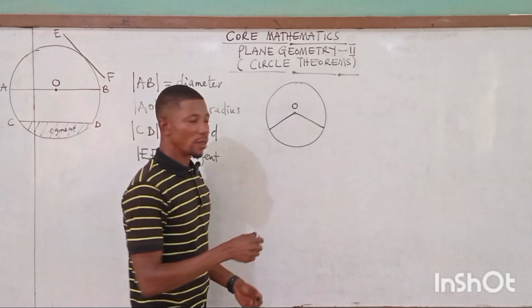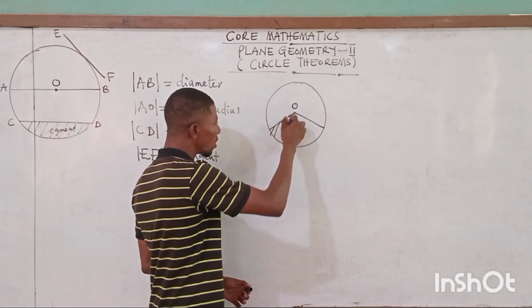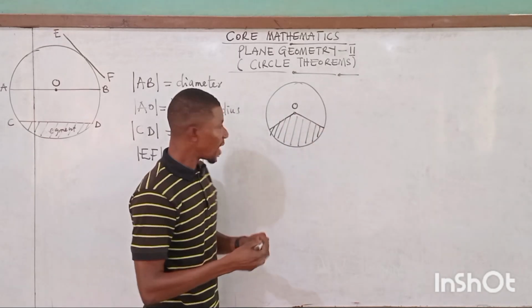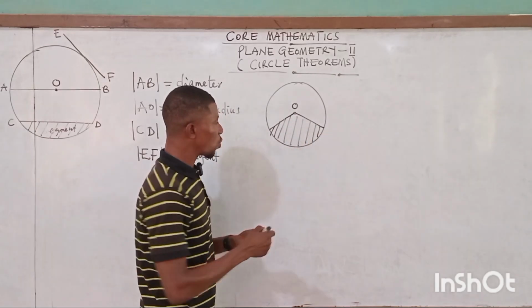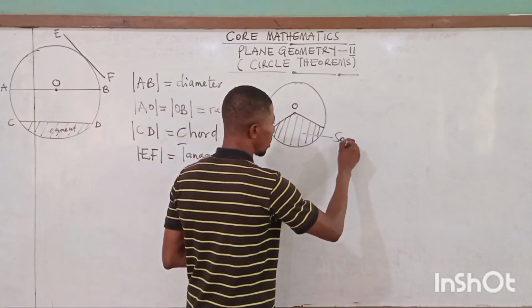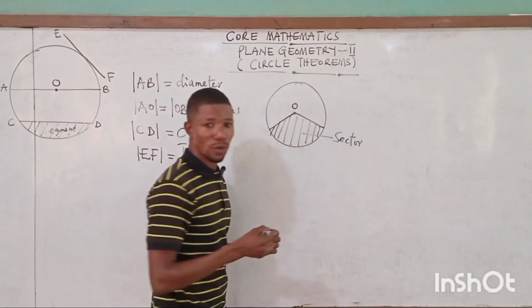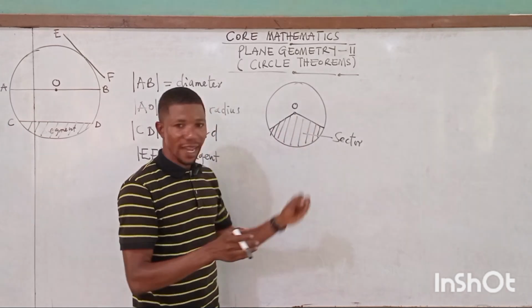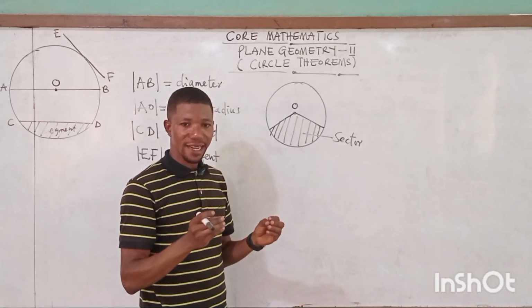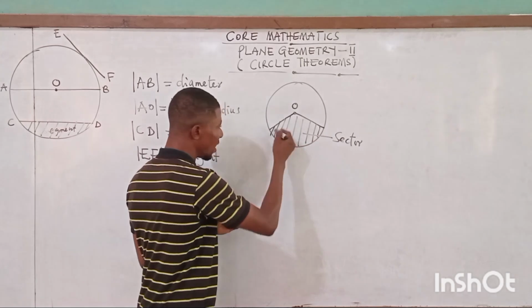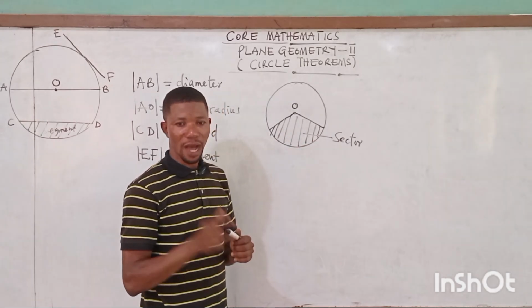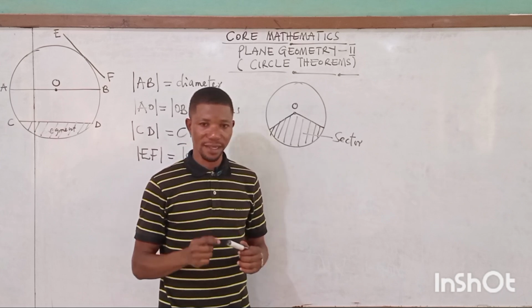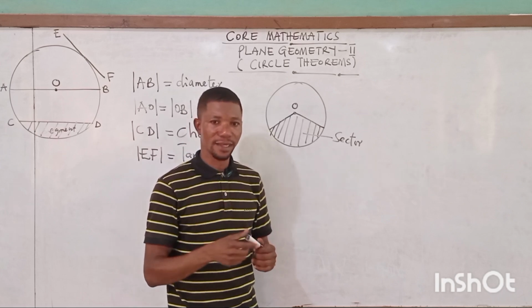So now, the region that is being bounded by 2 radii and an arc here is what we call sector. So the region that is bounded by 2 radii and an arc here becomes our sector, because we shall be using sector in our lesson. So we need to know what a sector is all about.